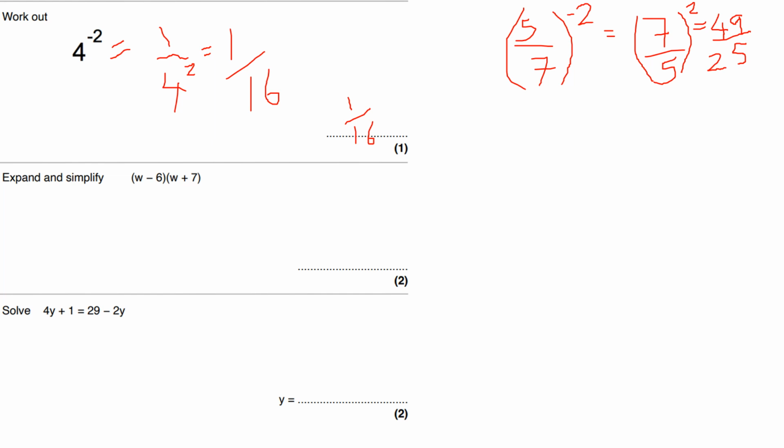Next one, expand and simplify this double bracket. So I'm going to use FOIL here. W times W will be W squared. W times positive 7 makes it positive 7W. Again, be careful with your signs here. Negative 6 times W is negative 6W. And then minus 6 times plus 7 makes it minus 42. Collecting my like terms, so collecting all my W terms together, I'm going to have W squared, 7W minus 6W makes it 1W, so plus W, and then subtract 42.